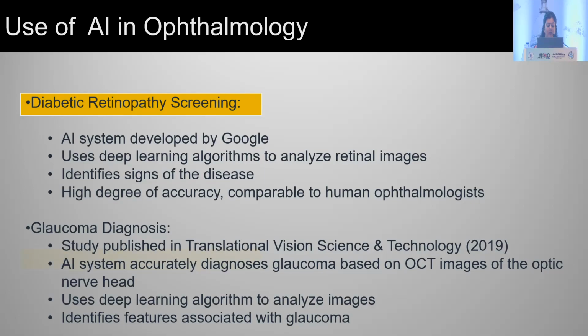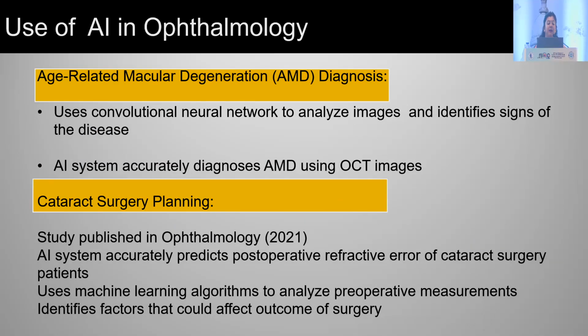Then it is used for glaucoma diagnosis. A study published in Translational Vision Science and Technology in 2019 accurately diagnosed glaucoma based on OCT images of the optic nerve head. It uses deep learning algorithms to analyze images and identifies features associated with glaucoma. Then we have age-related macular degeneration diagnosis. It uses convolutional neural networks to analyze images and identify signs of the disease. It diagnoses AMD using OCT images. Then it can be used in cataract surgery planning. The AI system accurately predicts post-operative refractive error of cataract surgery patients. It uses machine learning algorithms to analyze pre-operative measurements and identifies factors that could affect the outcome of surgery.